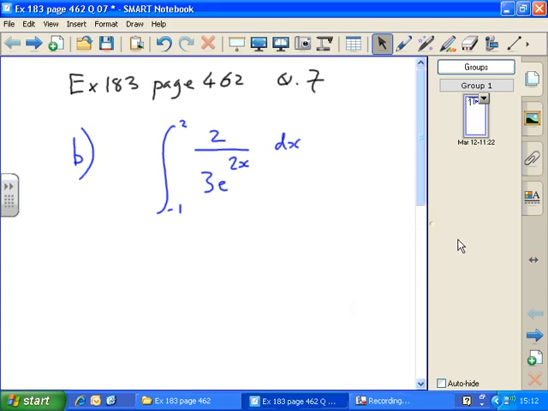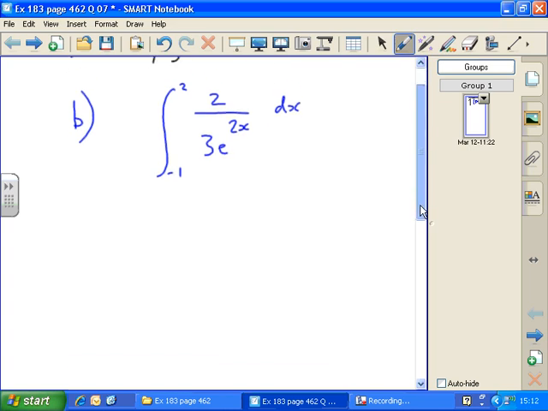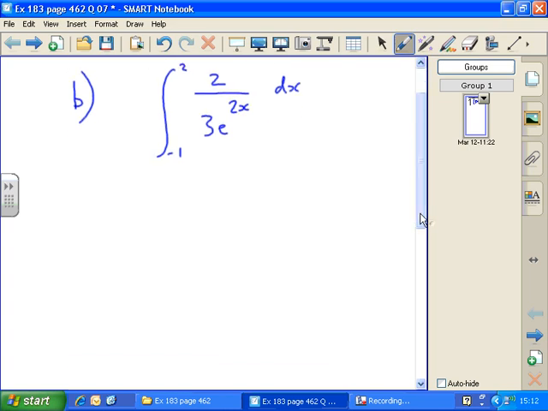Exercise 183, page 462, question 7, B. Part A is quite straightforward, so I hope we should be able to do that one. But part B is just a little bit more complex. Of course, think of the 2 over 3 can again come outside.